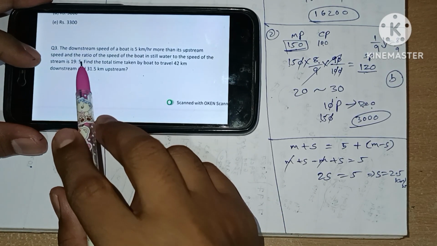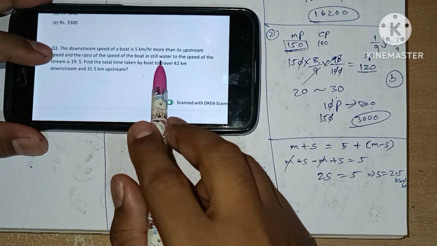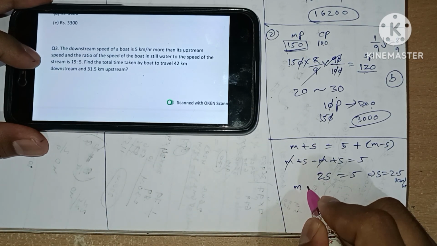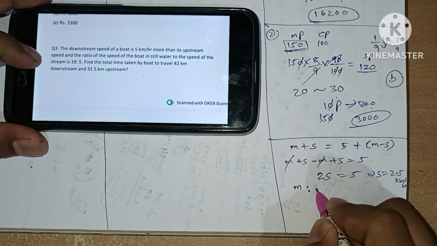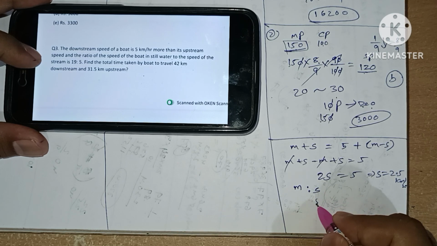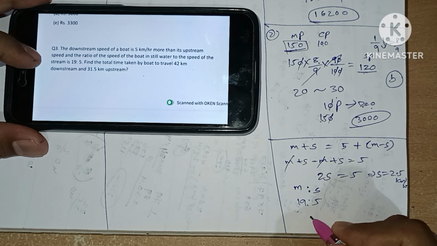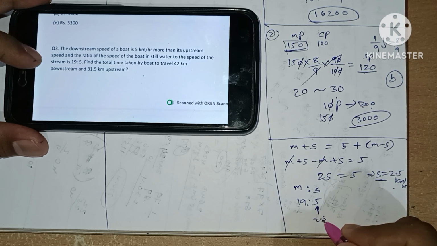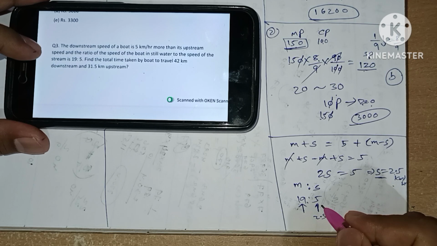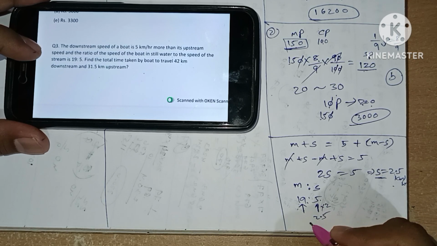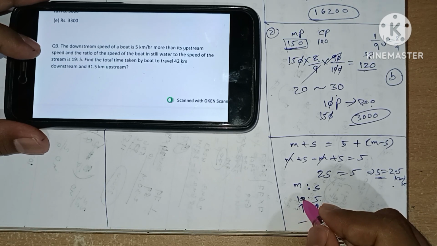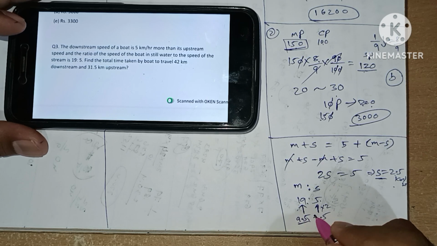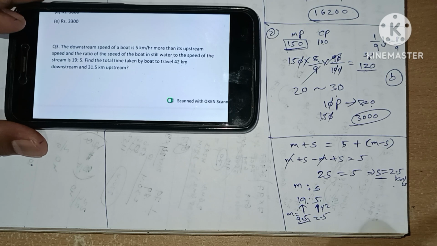Next, the ratio of the speed of the boat in still water to the speed of the stream is given. So M to S is 5:19, and we have the stream value, which is 2.5. So this is 2.5, means x into 2 times is 19, so the answer for this will be 19 divided by 2, which will be 9.5. So the M value is 9.5.